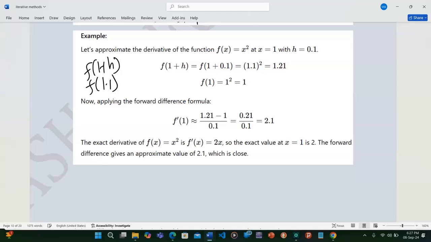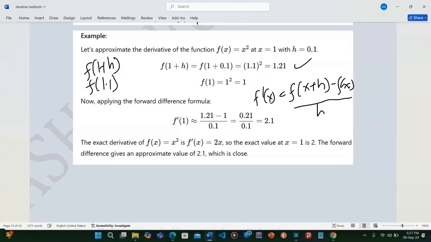We substitute 1.1 in f of x. So we shall have f of 1 plus h equal to 1.1 squared, and we get 1.21. What about f of 1? f of 1 will obviously give you 1 squared, and that is equal to 1. So we shall find that f prime of x is approximately f of x plus h minus f of x, divided by h, which is the step size.